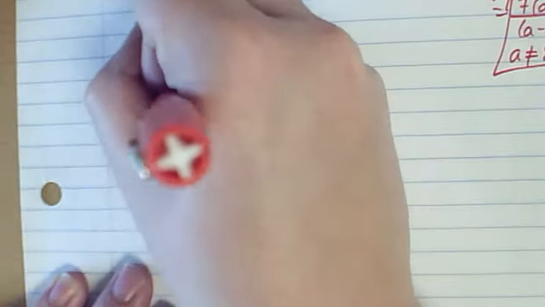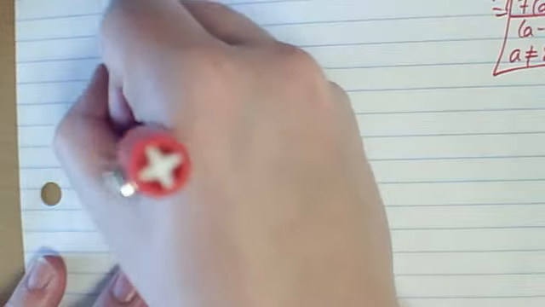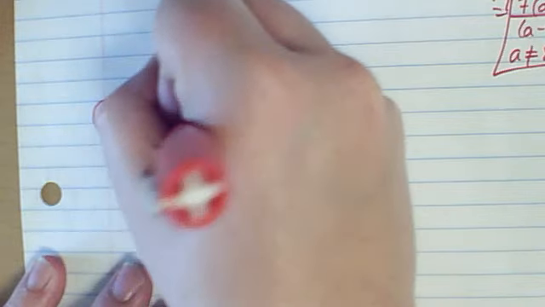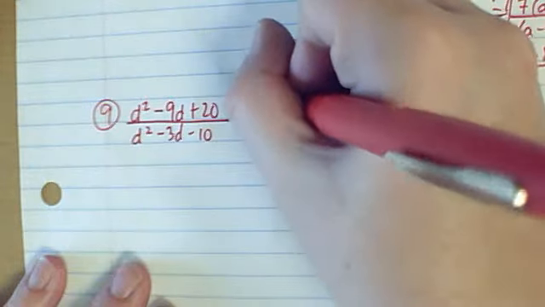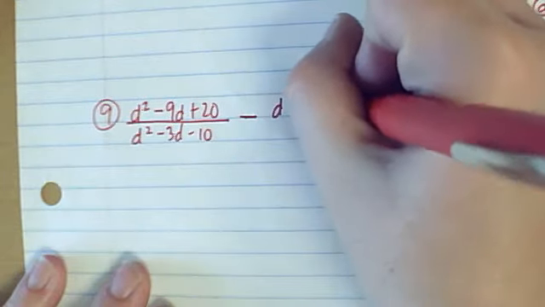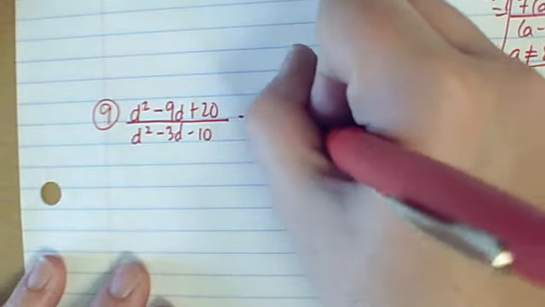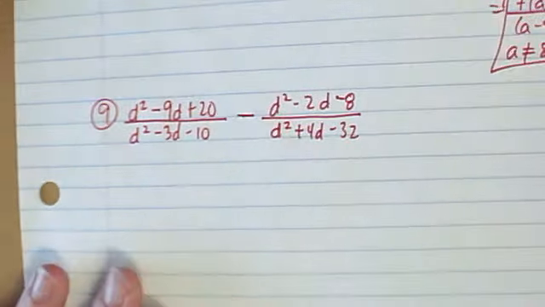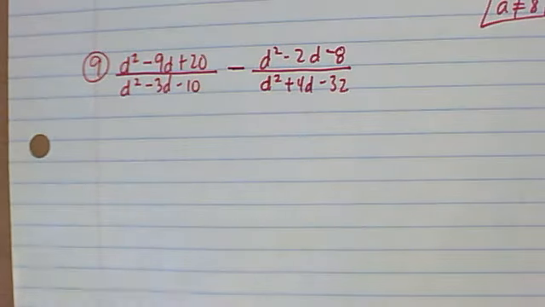Alright, number 9. I have d squared minus 9d plus 20 divided by d squared minus 3d minus 10, minus d squared minus 2d minus 8 divided by d squared plus 4d minus 32. So I'm going to go ahead and factor top and bottom of everything.